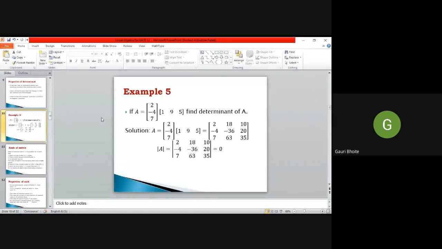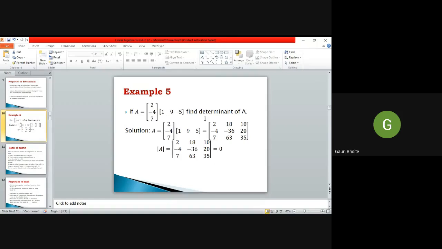So you simplify this example. This is an example from a GATE question. Find the determinant of matrix A, where A is the matrix product of two matrices: 2, minus 4, 7 and 1, 9, 5. One is the column matrix, another is the row matrix. The order of the first is 3 by 1, the order of the second is 1 by 3, and the resultant matrix is 3 by 3.